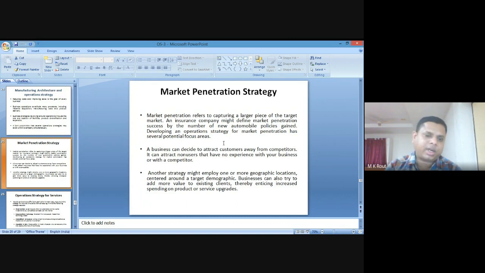Moving to the third point, another strategy might be employed in one or more geographical locations. If you find the market is penetrated due to government policy, the next strategy is to go directly for a geographical location or centered around the target demographic. The business can also try to add more value to existing clients, thereby enticing increased spending on products and services. That is why market penetration is the most important strategy.